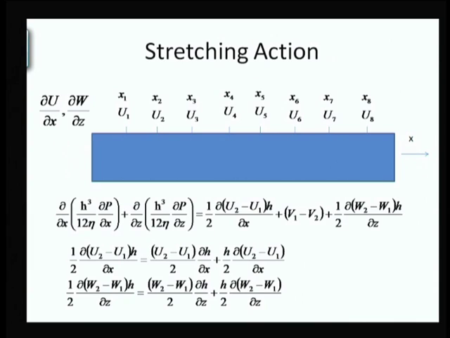Similarly, in the z direction, this term can be expressed in two terms. In the first case, differentiation of h is with respect to x, and in the second term differentiation of velocity with respect to x. I think there is some mistake in this; it should be differentiation with respect to z and differentiation with respect to z. So, this will be reflected in the z terms, variation of velocity with respect to z and variation of h with respect to z.